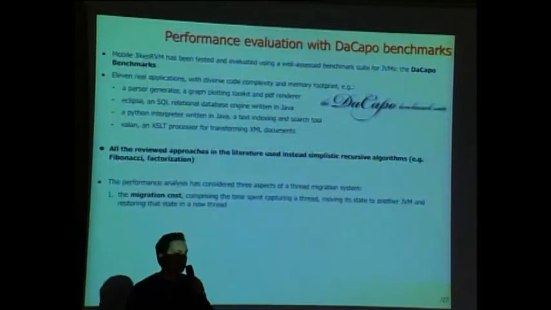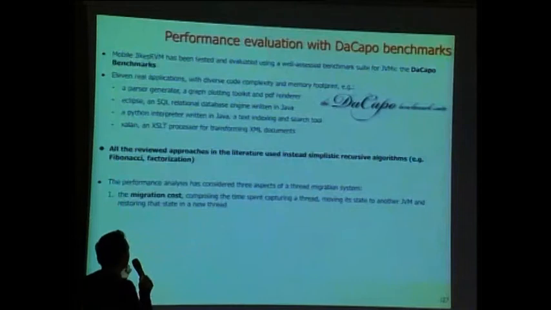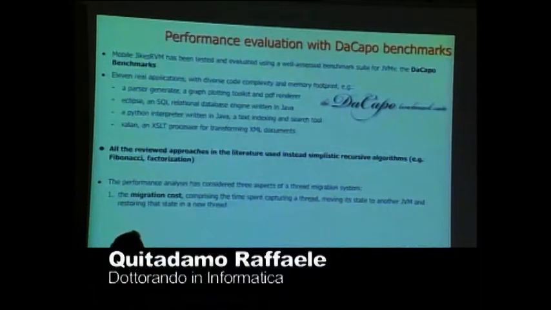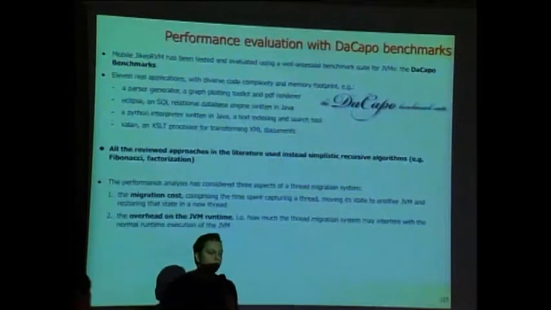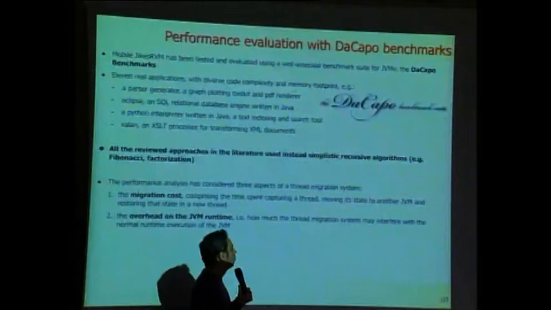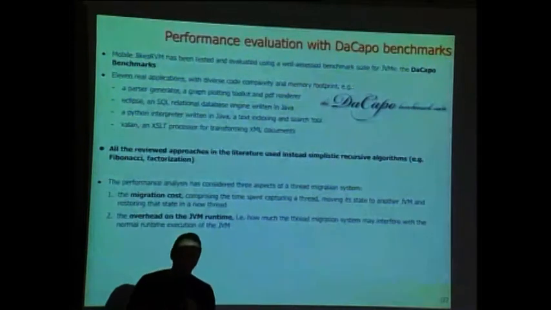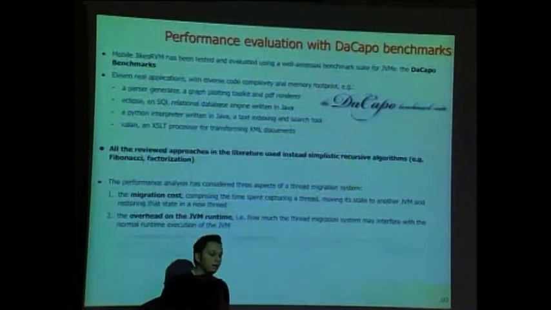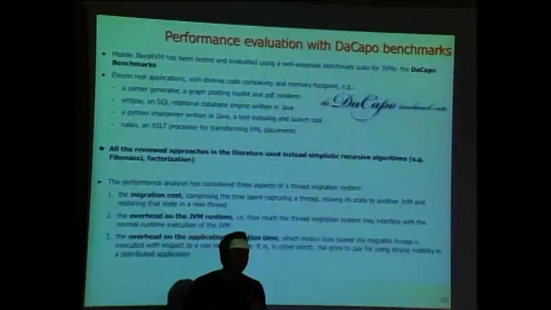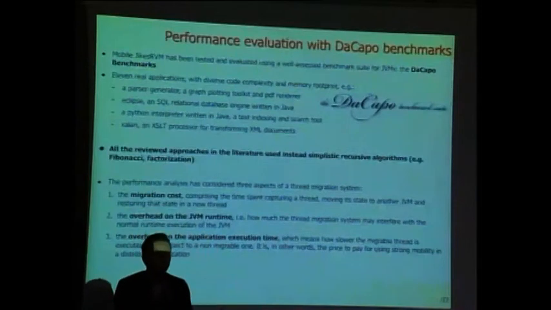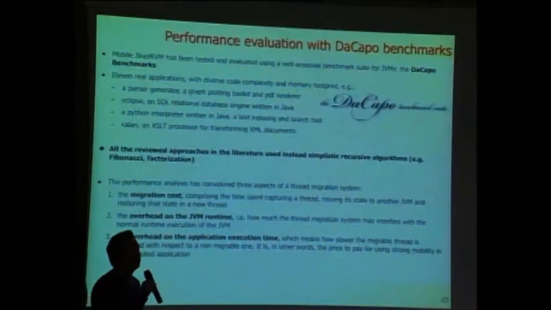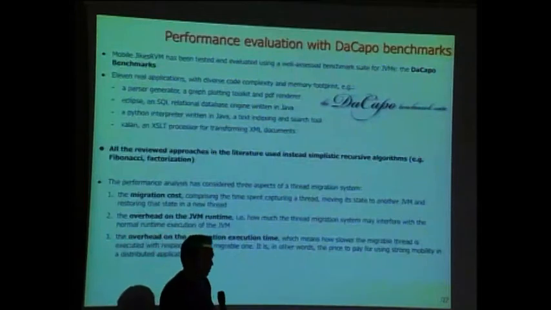First of all, the migration cost can be measured, comprising the time spent capturing a thread, moving its state to another JVM, and restoring that state in the other JVM. Then we have to measure the overhead on the JVM runtime, which means how much the thread migration framework may interfere with the normal performance of the Java virtual machine. The last is the overhead on the application execution time. That means, what is the price to pay for having strong mobility in a distributed application? If I want to use strong mobility in my distributed application, what slowdown may I experience?